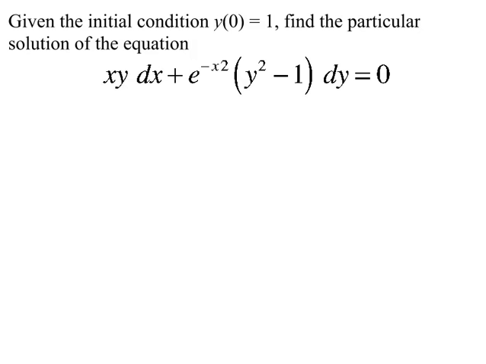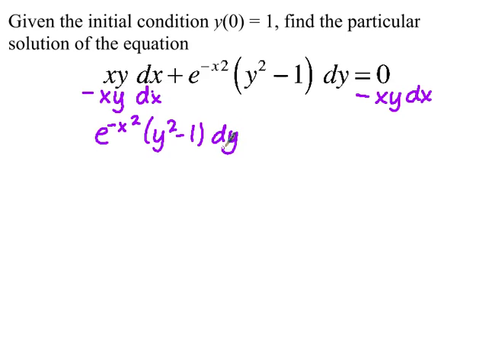First things first, you have two quantities. What I'm going to do is move one of those quantities, this one right here, to the right. So on the left side, I now have e to the negative x squared. I think that should be e to the negative x squared. Yeah, it is: e to the negative x squared times (y squared minus 1) dy equals negative xy dx.